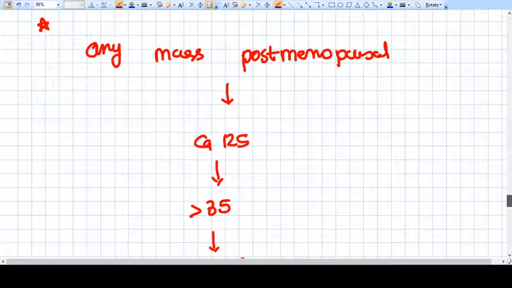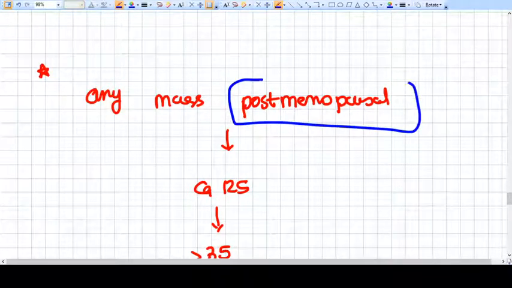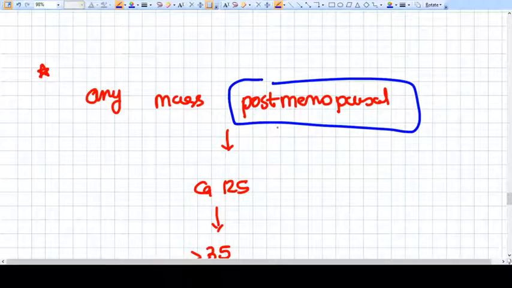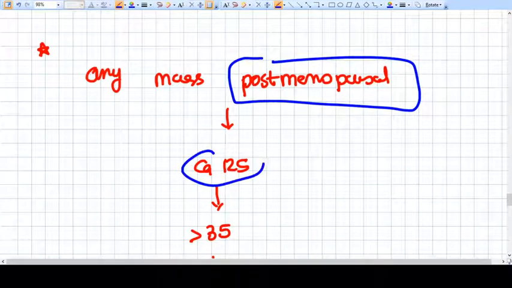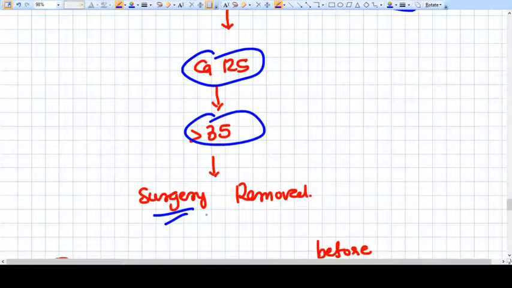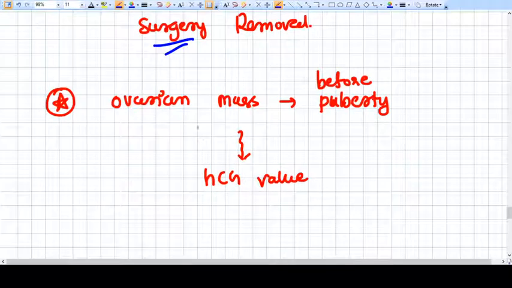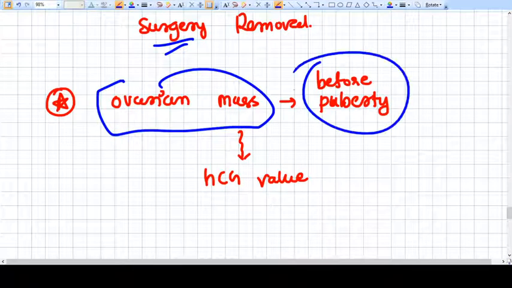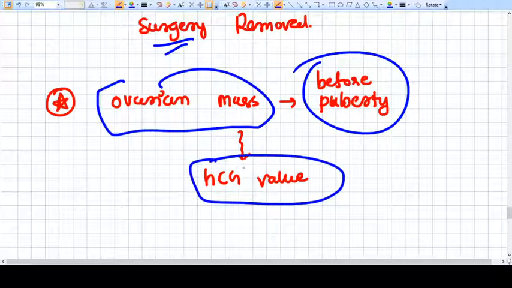Okay, now if the patient comes to you postmenopausal, then you know that the function of the ovary is not there anymore, and still you find a cyst. That means there is some problem. So you go for CA-125 levels. If it is more than 35, you need to remove that mass, whatever it is. Now, if the ovarian mass is seen before puberty, again you know that it cannot be due to function, because before puberty the ovarian function is not there. So you need to evaluate for germ cell tumors, and for that you need to measure the HCG value.